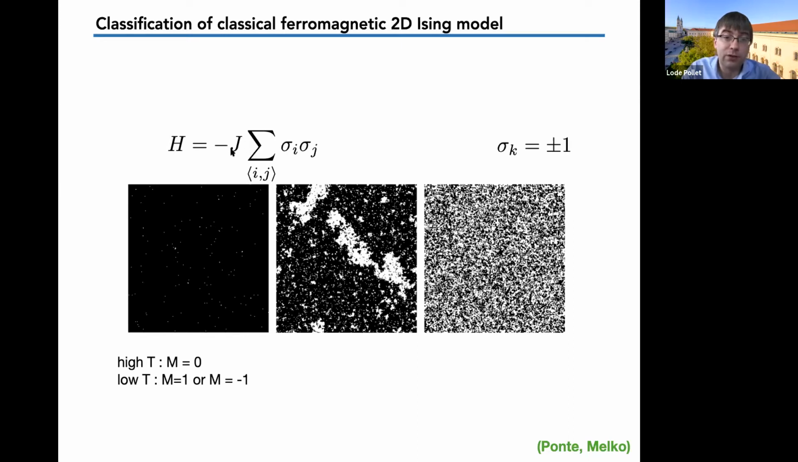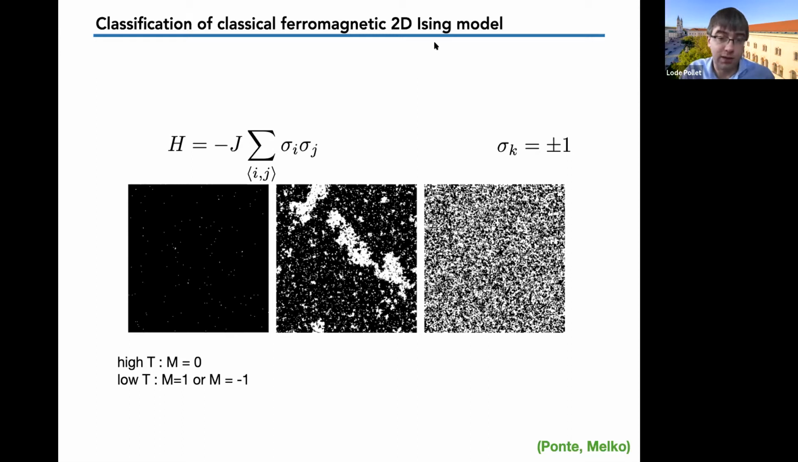For positive values of J, you see that you will minimize the energy if all the spins point in the same direction. So in other words, the ground state will be a ferromagnet in which all the spins point either up or all point down. There are two equivalent ground states. At high temperature, entropy will win, and there will be essentially no correlations between the values of the spins, and you will typically get a disordered configuration. So in other words, a paramagnet.